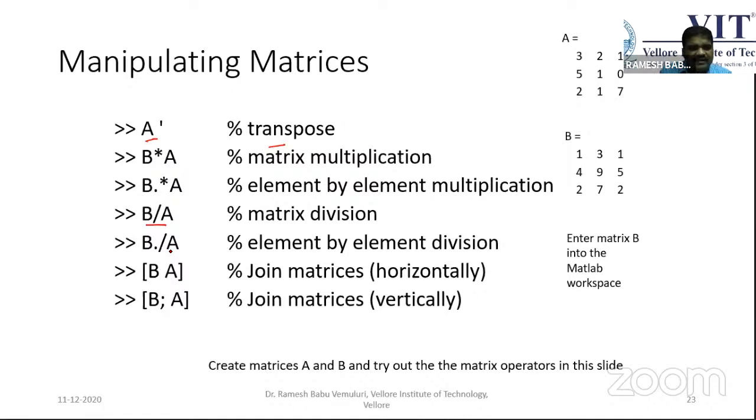B A means joining the matrices horizontally. B semicolon A means joining the matrices in the vertical direction. So we can create another matrix, maybe C or whatever, create one more matrix, and join that matrix.